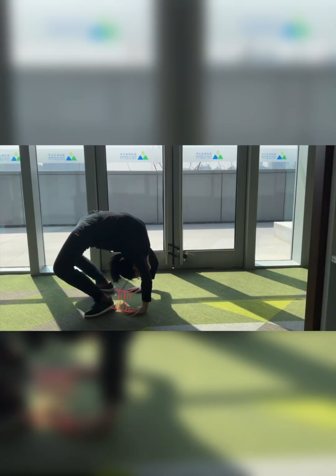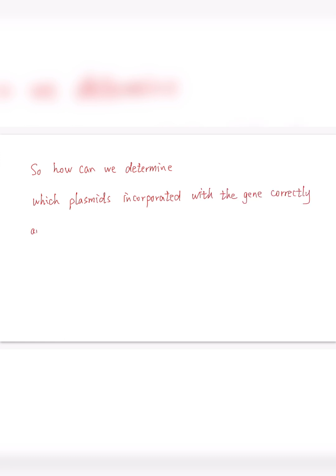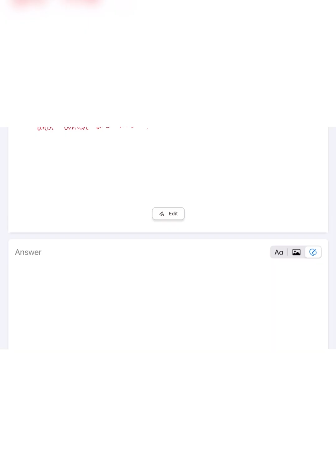And another problematic case is that the plasmid forms a ring with the gene, but the gene has been incorporated reversely, which means during the process of transcription and translation, the information on the gene sequence will be read reversely, and therefore the protein produced in this procedure will likely be malfunctional. So now we need to solve this problem. How can we determine which plasmids incorporated with the gene correctly and which did not?